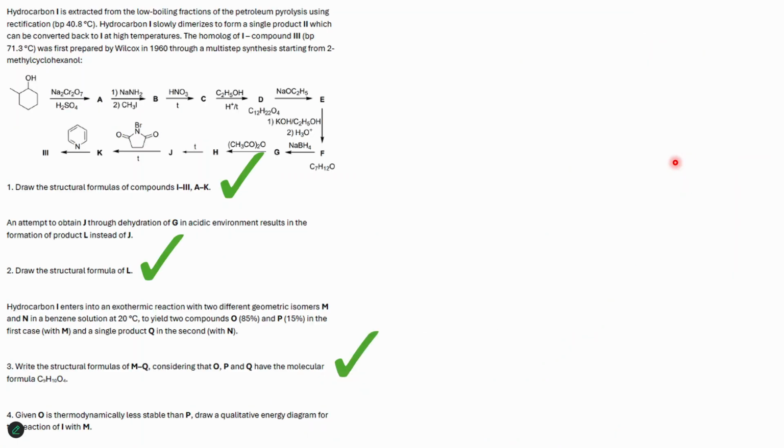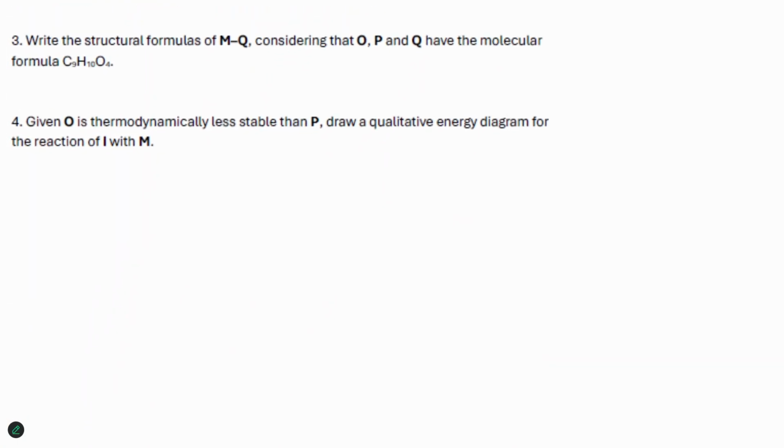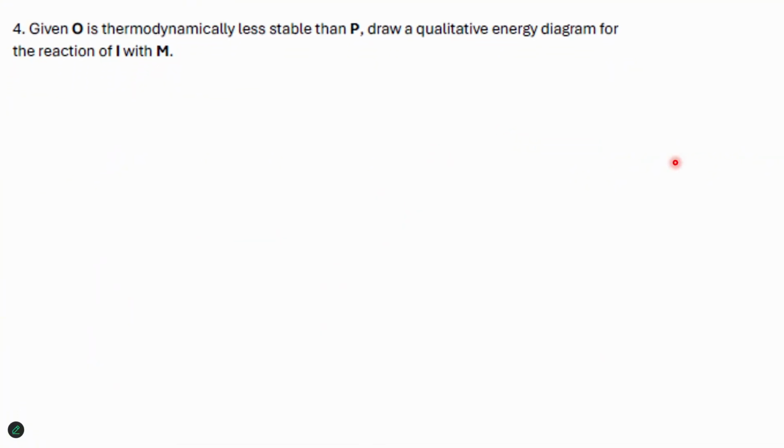We are done with question number 3, and lastly, they ask us to draw a qualitative energy diagram for the reaction of hydrocarbon 1 with M, given the fact that O is thermodynamically less stable than P.